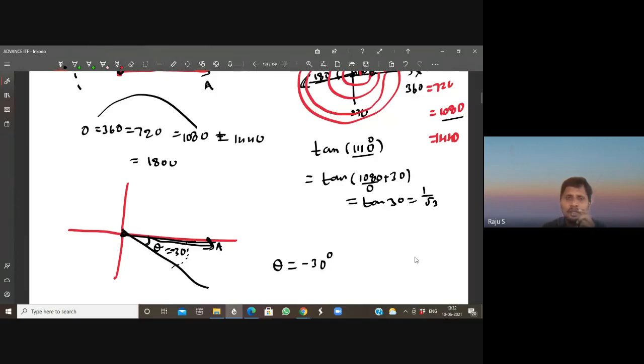The amount of rotation is given by a negative value. I am taking it in degrees; you can convert it into radians. The main important systems are the English system and the radian system: degrees and radians. So how do we convert degrees into radians and radians to degrees?